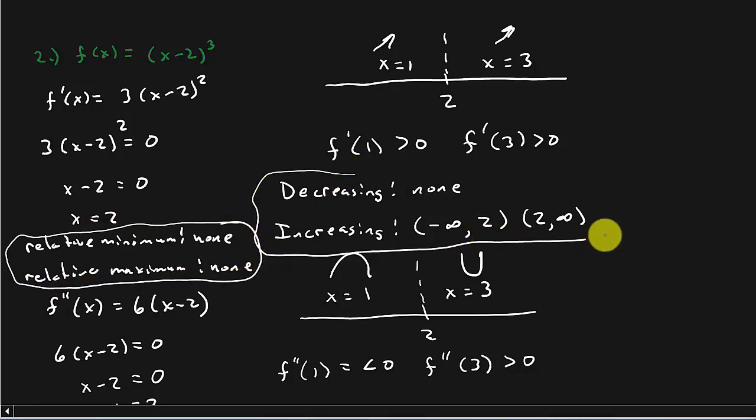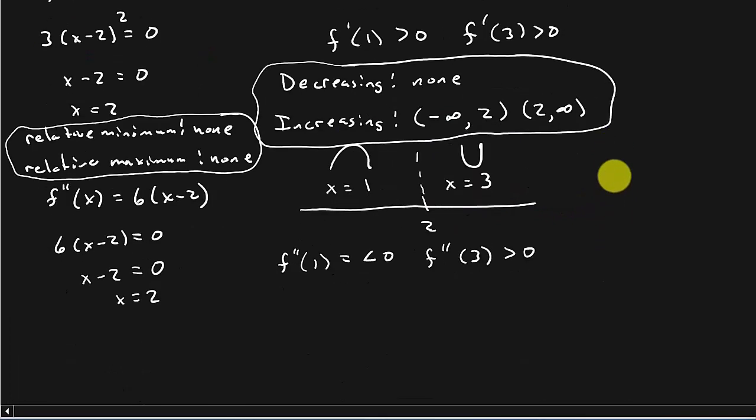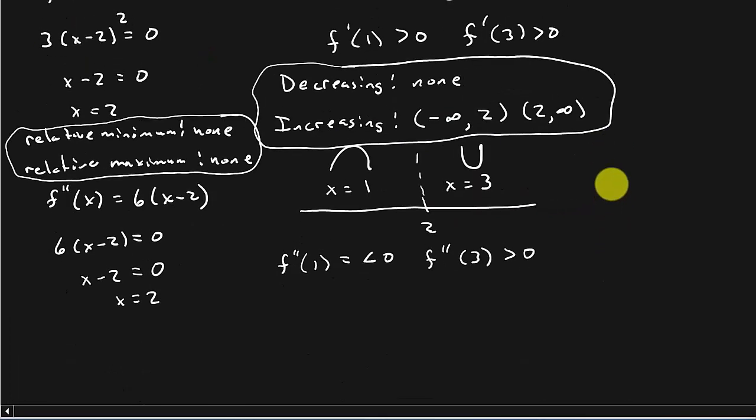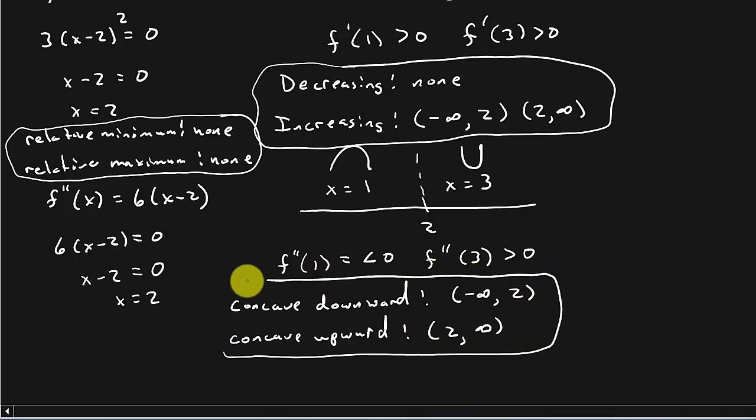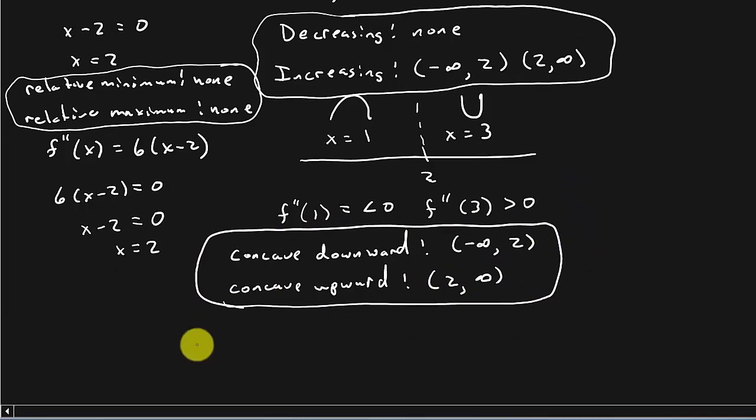And then let's circle this. Remember I told you I circle things that I have to use to graph. And so this thing is concave downward from negative infinity to 2, and concave upward from 2 to infinity. Let's box that in because we're going to use it.